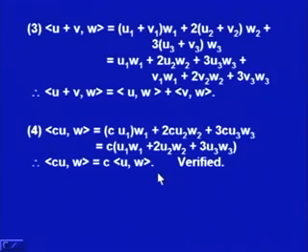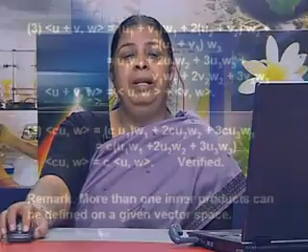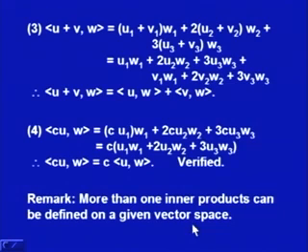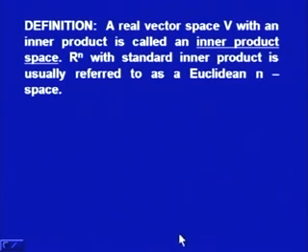So, for R3 we can have two types of inner product defined. One is the standard inner product, which we defined in an earlier example with n equal to 3, and this is another definition for inner product. So, for a vector space we can define inner product in many different ways. More than one inner product can be defined on a given vector space. This is the remark which can be obtained from this example.